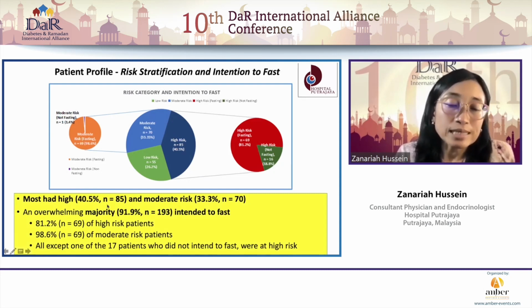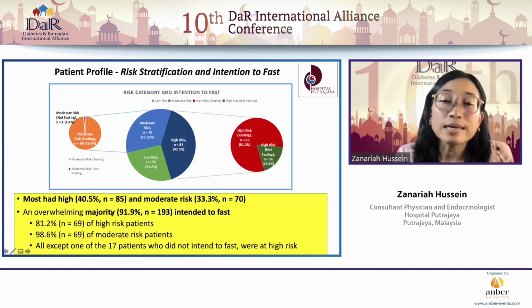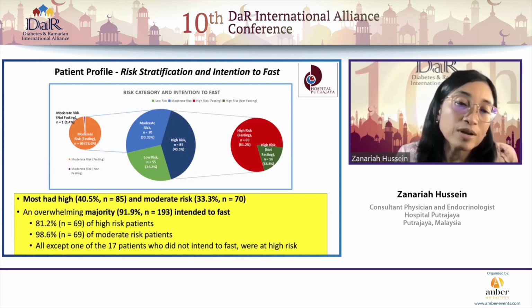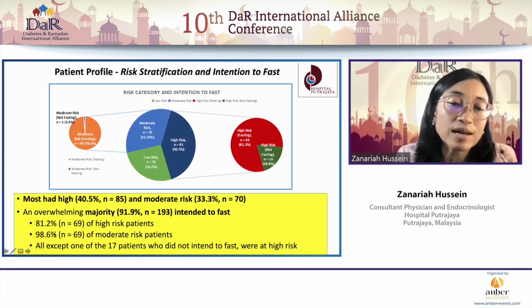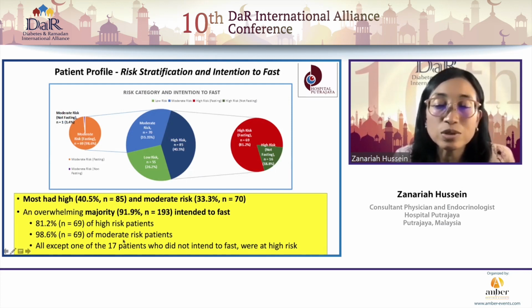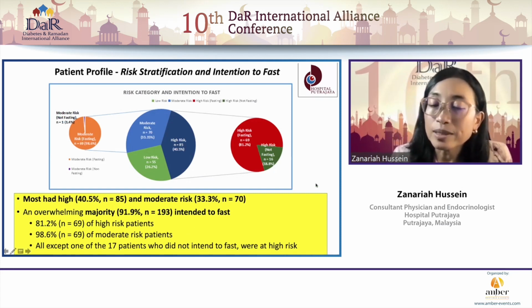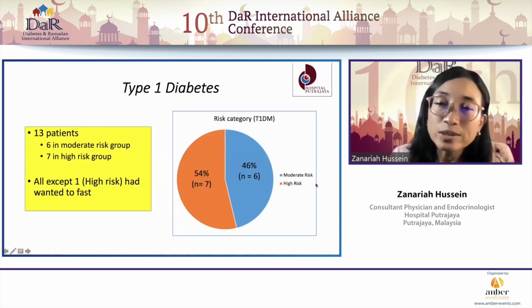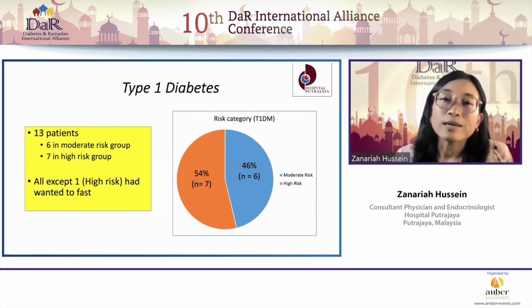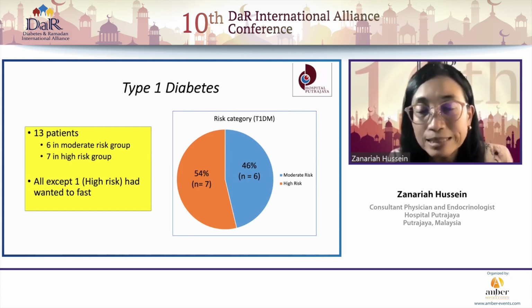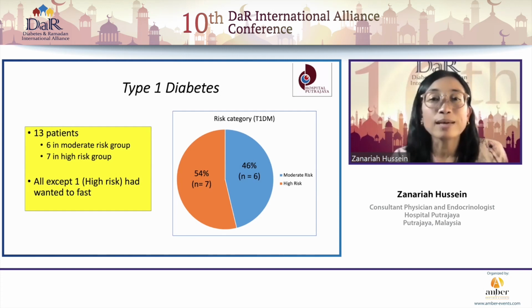But as we expected, the overwhelming majority, when asked whether they intended to fast despite their risk stratification, still would intend to fast. So 81% of the high risk patients would fast, and almost absolutely all of those in the moderate risk patients still intended to fast. And all except one of the 17 patients in the high risk who really did not intend to fast. It would be great to actually do a prospective study to see how those who intended to fast despite their risk category, how they completed their fast, and whether they had issues with hypo or hyperglycemia.